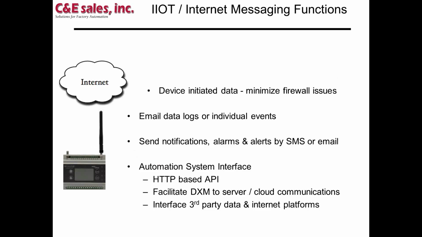So again, Internet of Things, messaging functions, actually industrial Internet of Things. It's device-initiated data, which means the device pushes information up to a cloud server, minimizing firewall issues. Nothing's coming in, it's just data going out. You can email data logs or individual events based on conditions. Send notifications, alarms, and alerts by SMS or email. One caveat: to do SMS, you have to have a cellular modem built into the unit. And an email would also require an email server to host those messages.